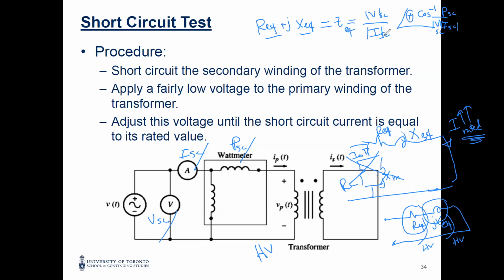Why is the angle of this impedance positive? Of course, this is the reactance, right? And it's R plus jX for the inductance, right? This is one thing. So the angle must be positive.